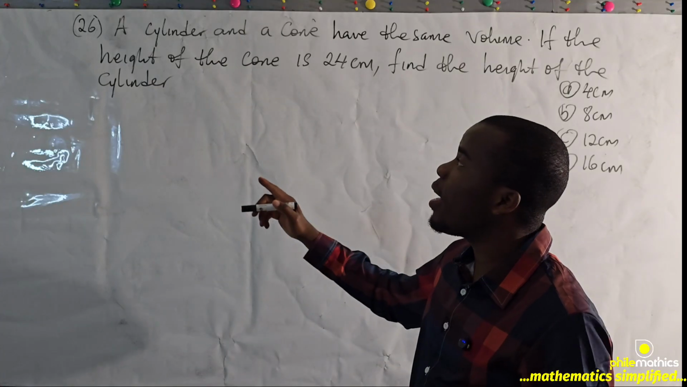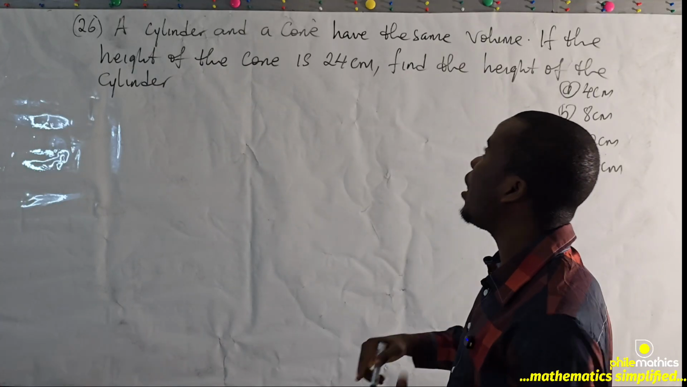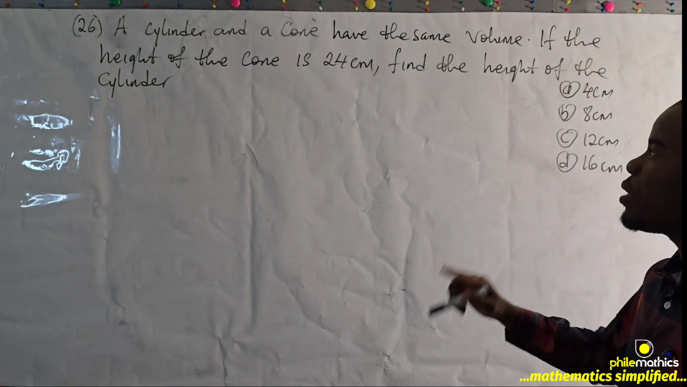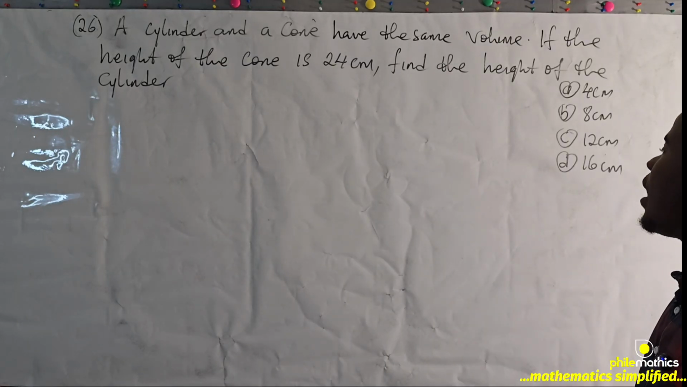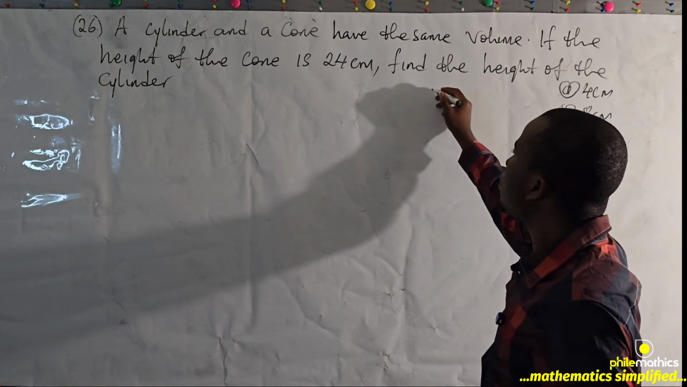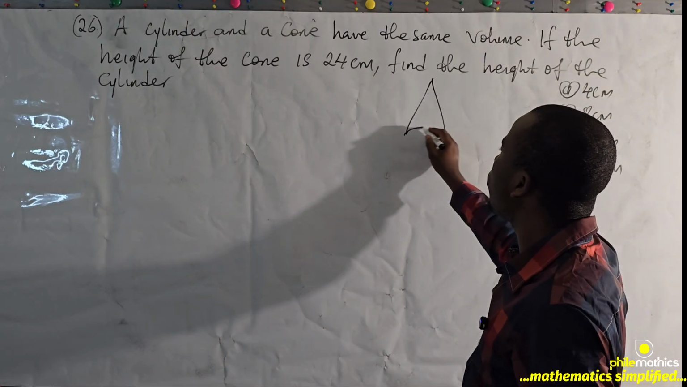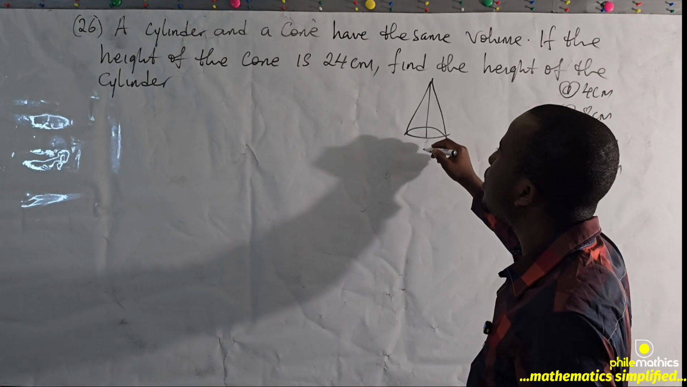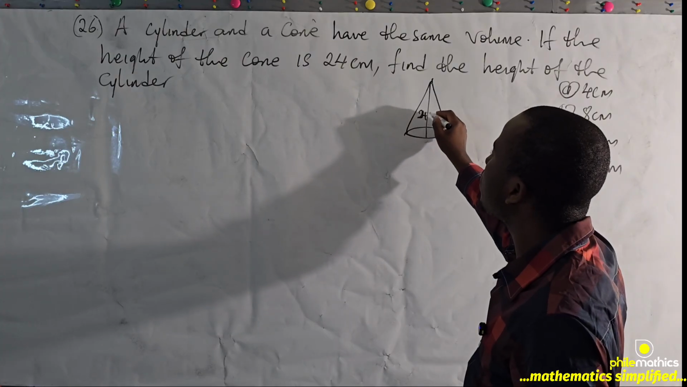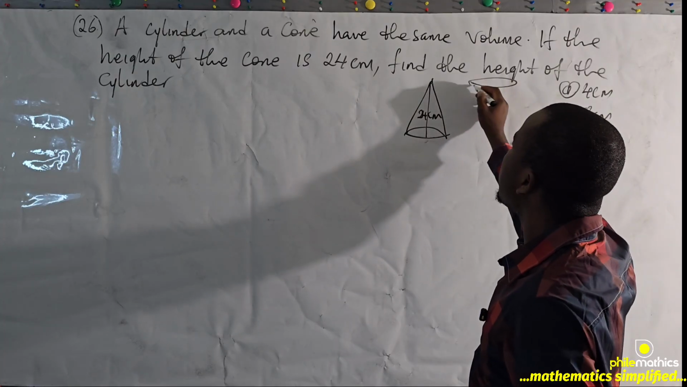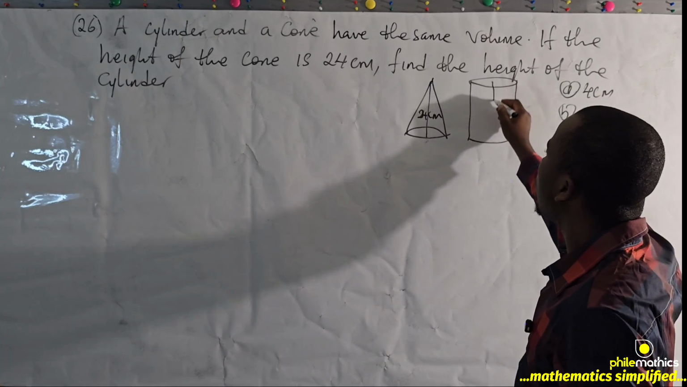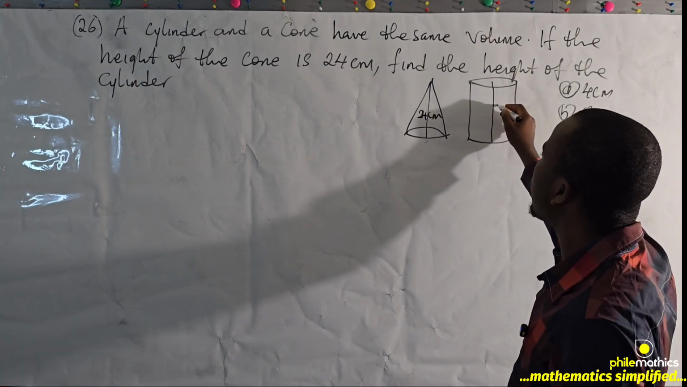A cylinder and a cone have the same volume. If the height of the cone is 24 cm, find the height of the cylinder. So if this is the cone, the height of the cone is 24 cm. This is the cylinder. We have to look for the height of the cylinder.